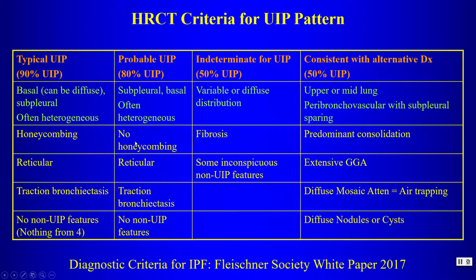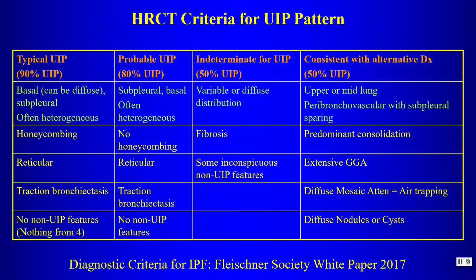So this chart here goes through the findings of a typical UIP pattern and a probable UIP pattern, and then we have findings that can be indeterminate for UIP or consistent with alternative diagnosis. If we have a typical UIP pattern on CT, 90% of those patients will have idiopathic pulmonary fibrosis or will have a UIP pattern on biopsy. If we decide the CT is a probable UIP pattern, it turns out 80% of those patients will have a UIP pattern on lung biopsy. On the other hand, even if we think it's indeterminate for UIP, or even if we think on CT that it's more consistent with an alternative diagnosis, in those cases, still up to 50% of those patients will have a UIP pattern on lung biopsy.